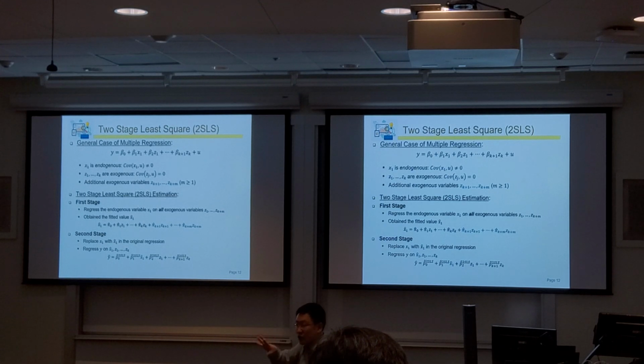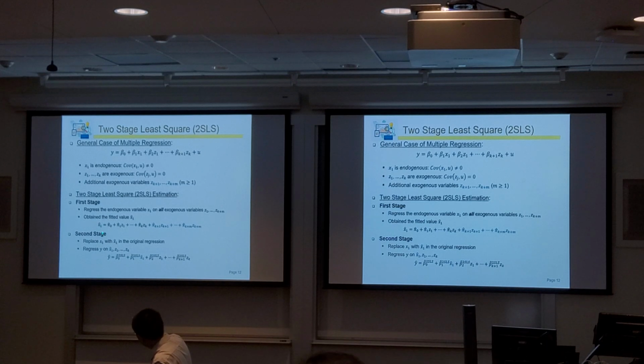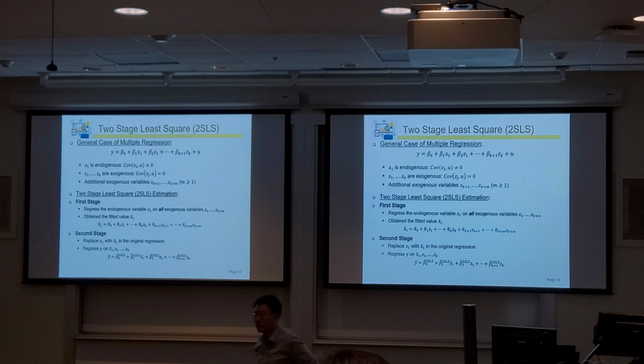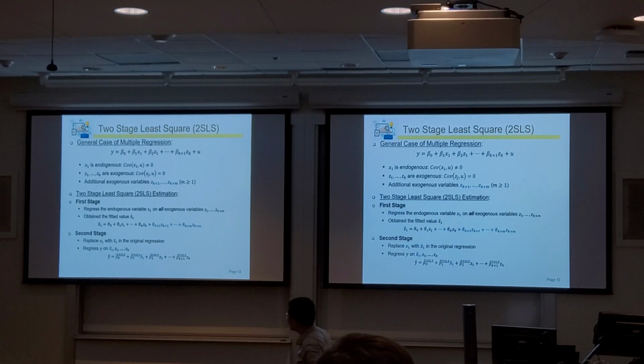Each endogenous variable, you regress on all of them. So you just make the stages bigger if you have multiple endogenous variables? Yes, you just run a separate regression, x2 on all of them, get a fitted x2. And then in the second stage, you replace x1 and x2 with their corresponding fitted values from the first stage. But let's focus on the simple case, only one endogenous x.